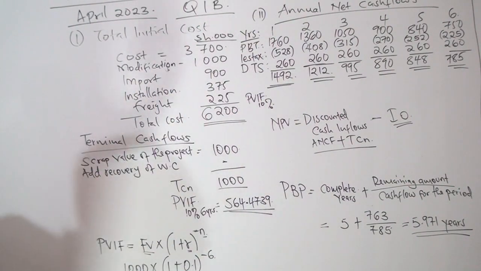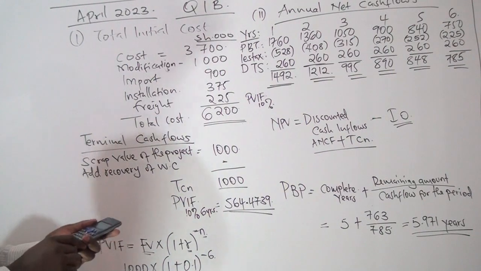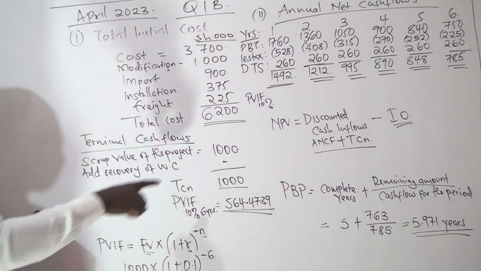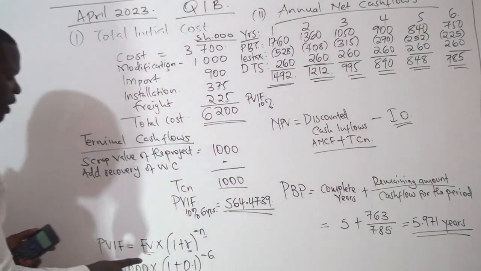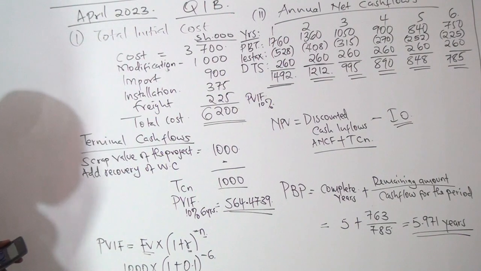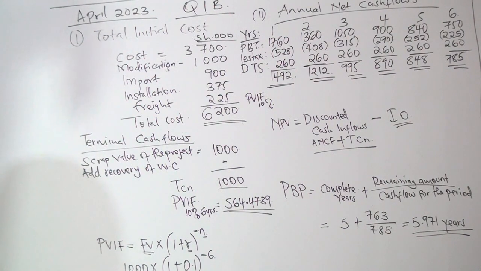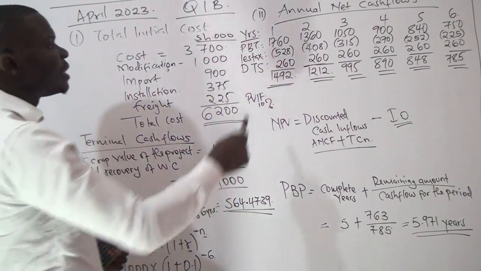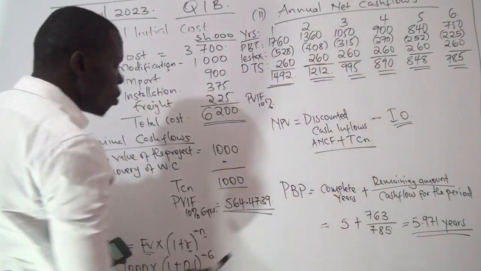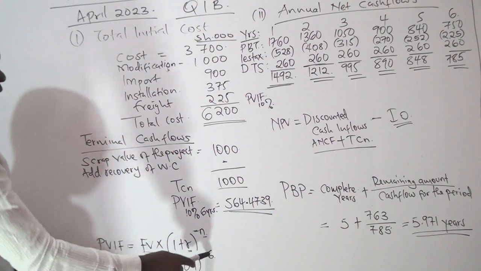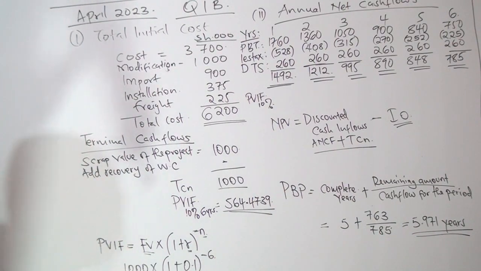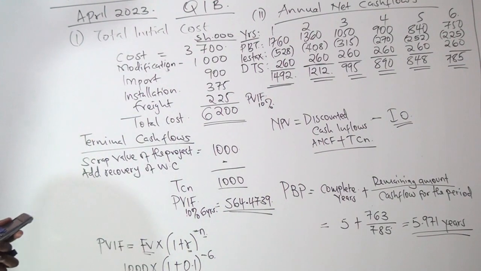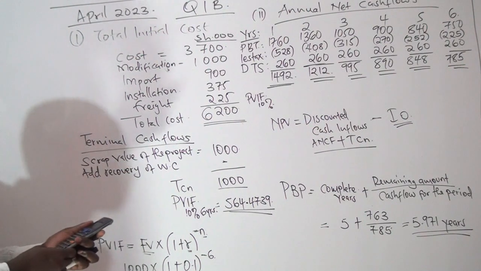So 10% year one. So you're having 1492 multiplied by... These annual net cash flows will always take the place of the future value. Then the respective years will always take the place of the number of periods. Then our required rate of return will be 10%. That one will always be maintained as per the cost of capital provided by the examiner.